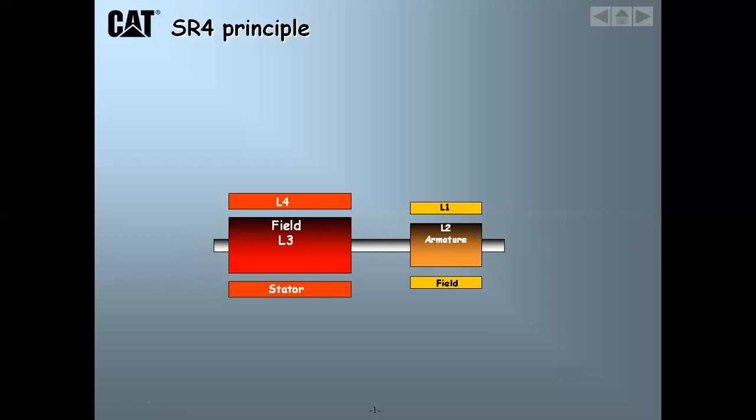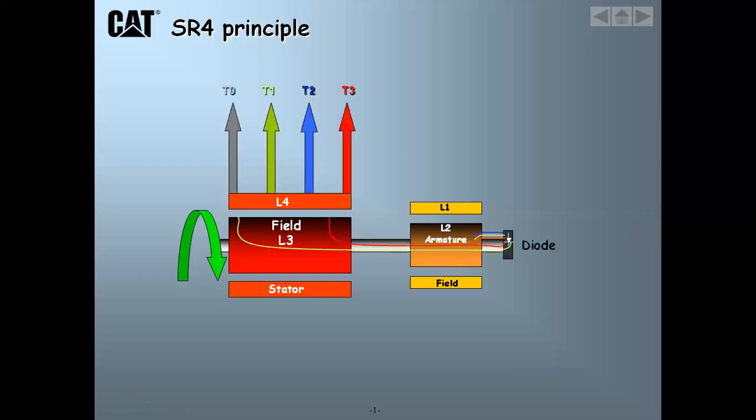When you start to rotate the rotor by using any prime mover, we have some residual at L1. What happens at L2 now? L2 will produce electricity. This goes to the diodes and is converted to DC, producing electricity.